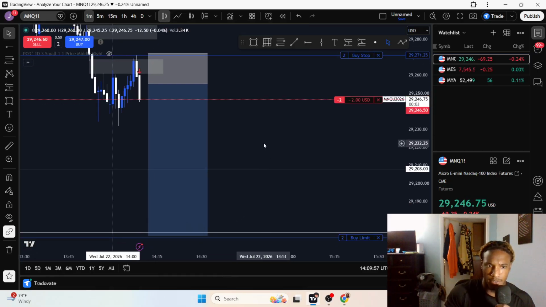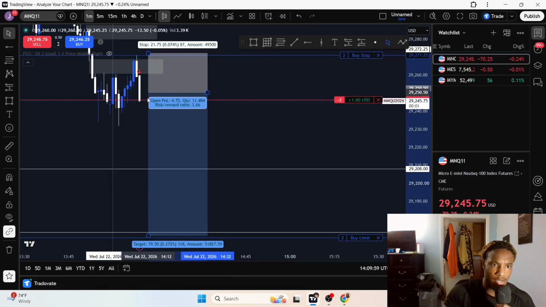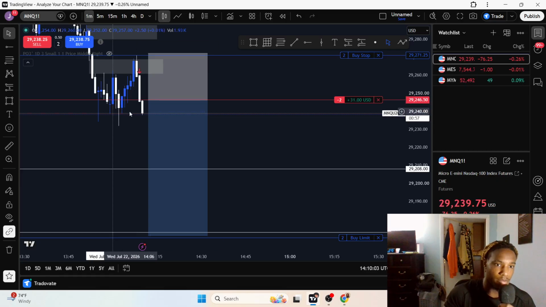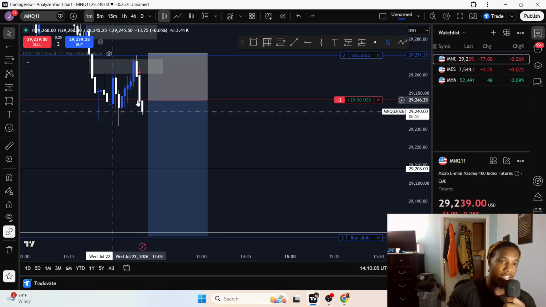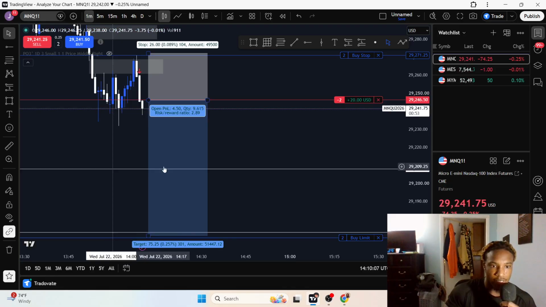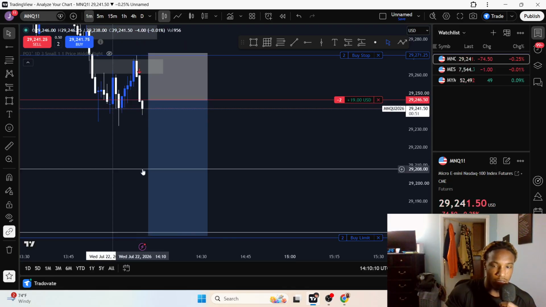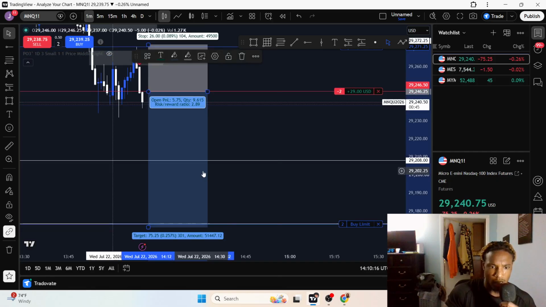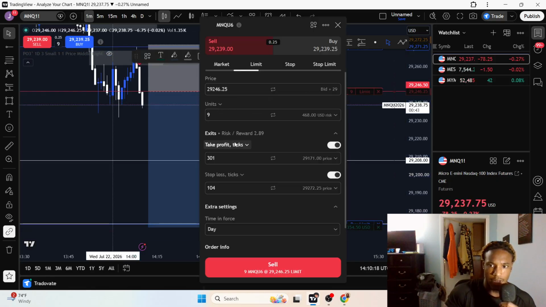We are in. We are in. I'm anticipating that this is going to be the top wick of the new 4 hour candle. First take profit is the midnight open. Second take profit is the low of the previous 4 hour candle.